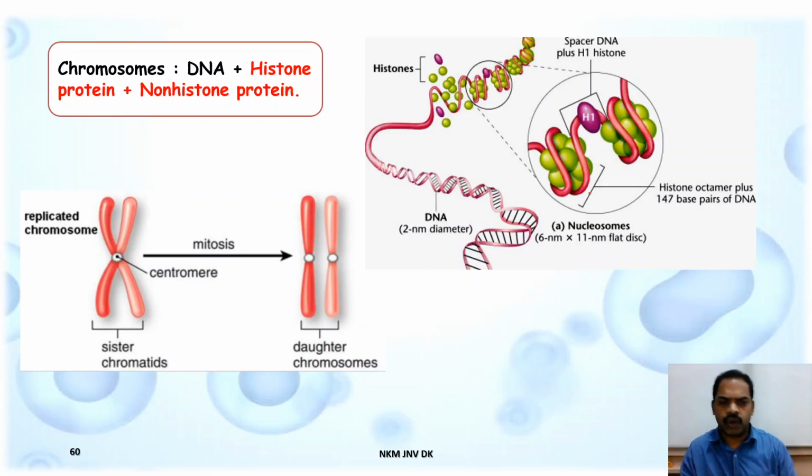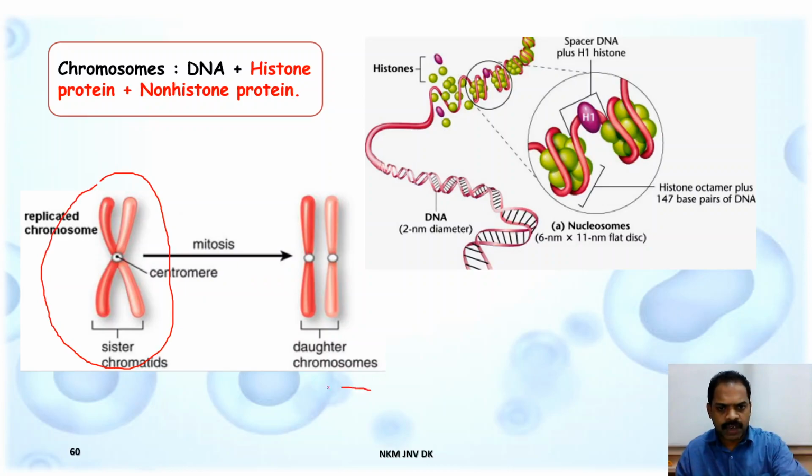So you can see the chromosomes over here at different times. This is the chromosome structure before cell division, the beginning. This is the chromosome before cell division, ready for cell division. This is after cell division. It looks like this.